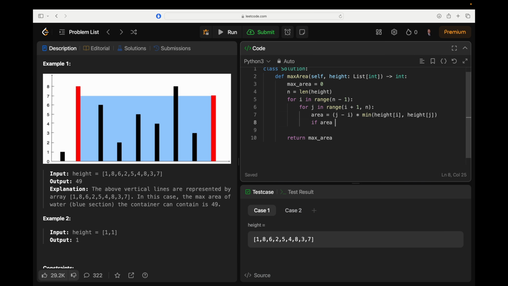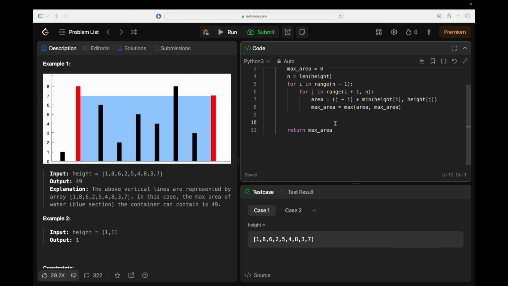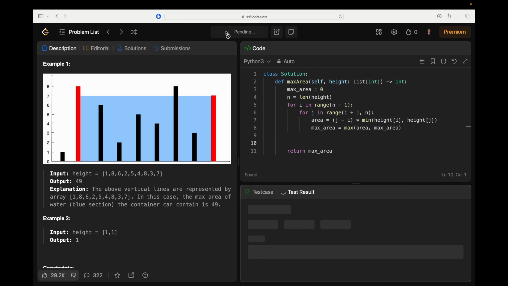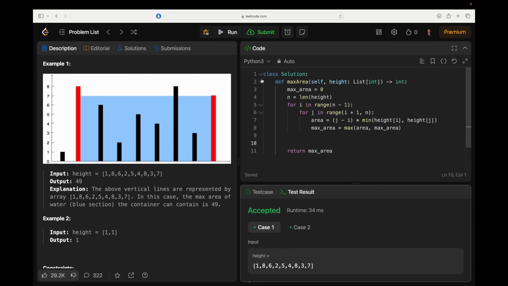If area is greater than max area, actually, we could say max area equals max of max area and area. Yeah, cool. This is cute. So we're using the min and the max. Okay, and then return max area. Does that work? Yes, it does. All right, well, how does it do for time?